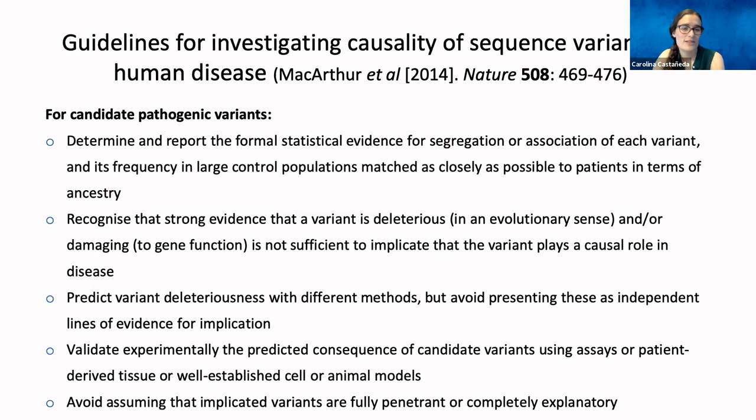Predict variant deleteriousness with different methods, but be aware that these methods are not necessarily independent lines of evidence. Validate experimentally the predicted consequence. If you think that this candidate variant is going to kill the protein, then make an experiment to prove it. You can do this using assays or patient-derived tissues or well-established cell lines or animal models, and avoid assuming that implicated variants are fully penetrant or completely explanatory. As I said, the cell is filled with compensatory mechanisms that can fix for most of the errors.